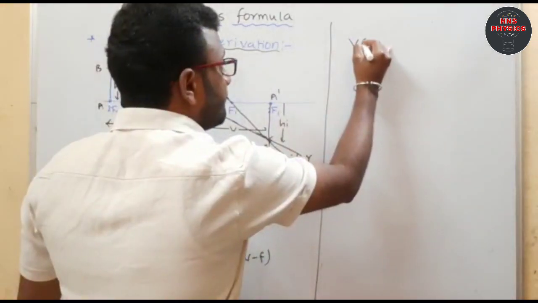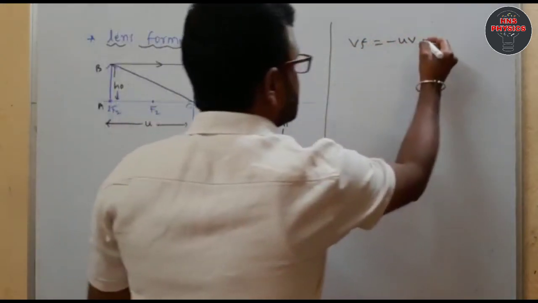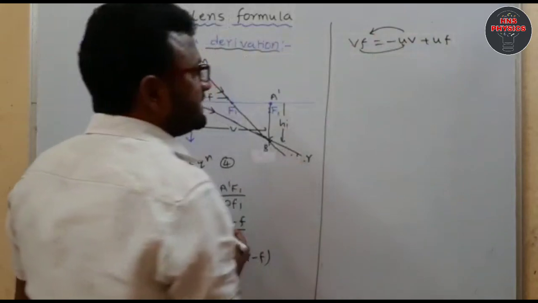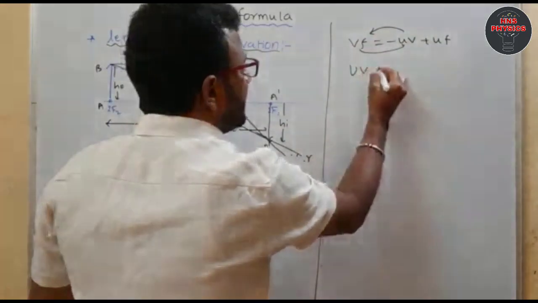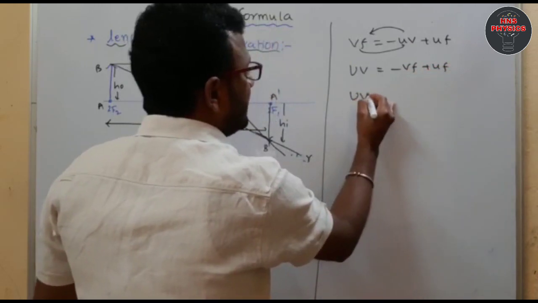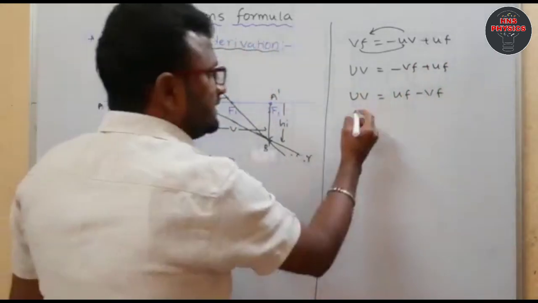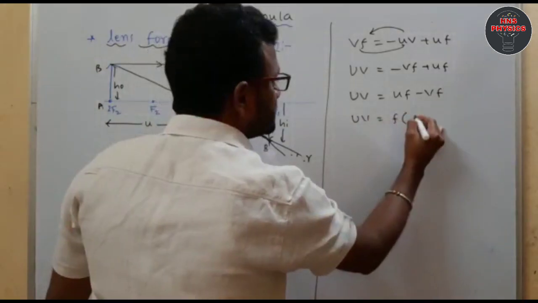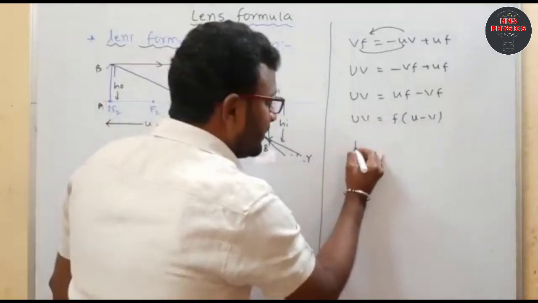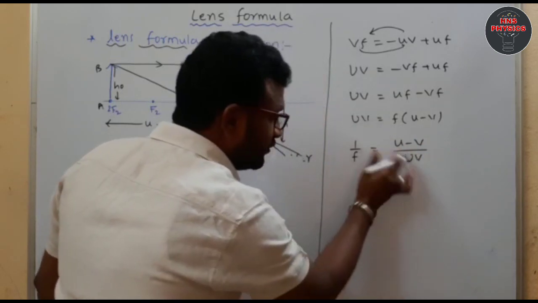So VF equal to minus UV, and minus into minus is plus UF. This value you can take on the left side and this value on the right side. So UV equal to minus VF plus UF, that is UV equal to UF minus VF. From the right side I am taking F common. So that is U minus V. So from here 1 by F equal to U minus V by UV.